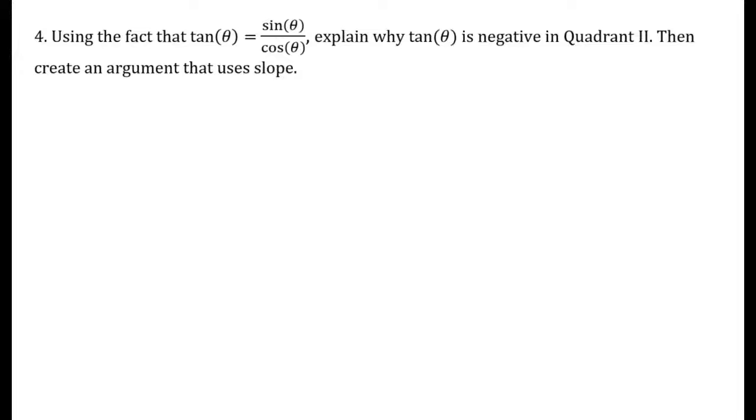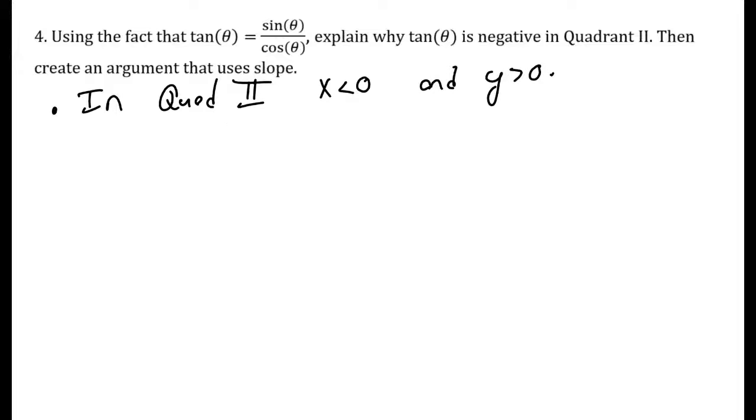Number 4, using the fact that tan theta equals sine theta over cosine theta, explain why the tangent of theta is negative in quadrant 2. Then create an argument that uses slope. So our first argument, let's use sine of theta over cosine of theta. Well, in quadrant 2, your x values are negative and y is positive. That implies that the cosine of theta is negative, because cosine is my x, and the sine of theta is positive, because that's my y on the unit circle.